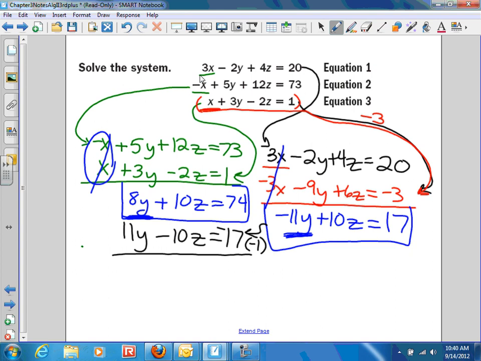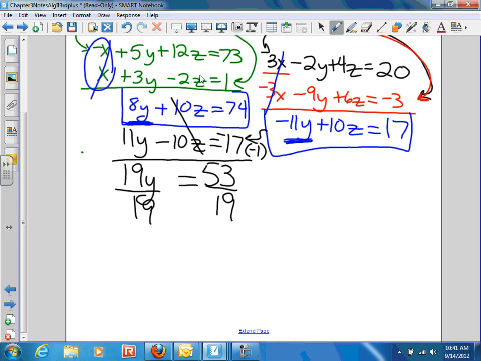So 8 and 11 is 19 y's. And then the z's cancel. And then equals 74 minus 17 is what? 53. And then divide by 19. So 53 divided by 19 is 3. So the y value is 3, and you've done all the hard work.